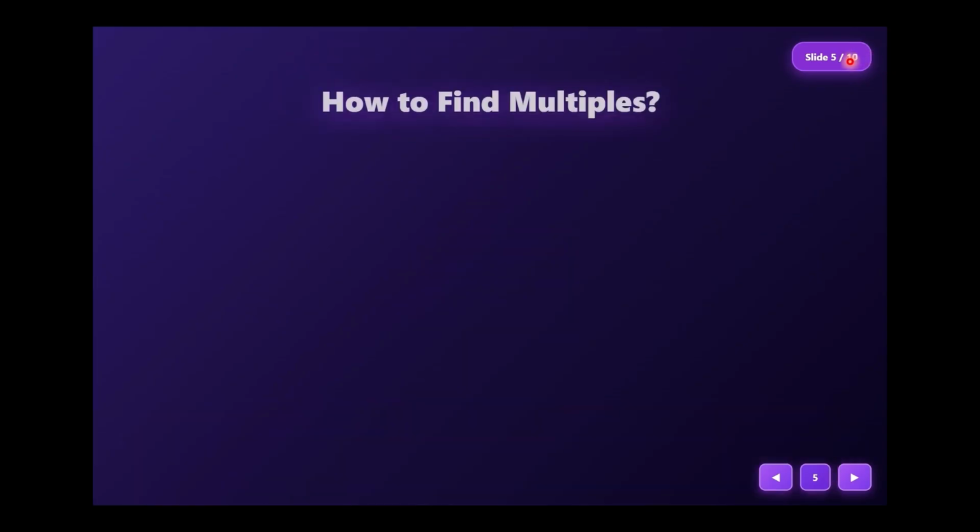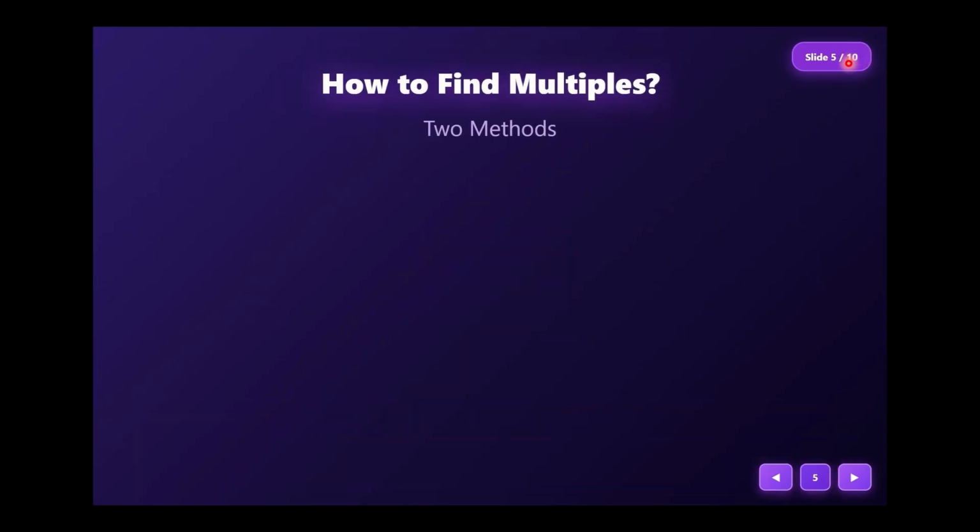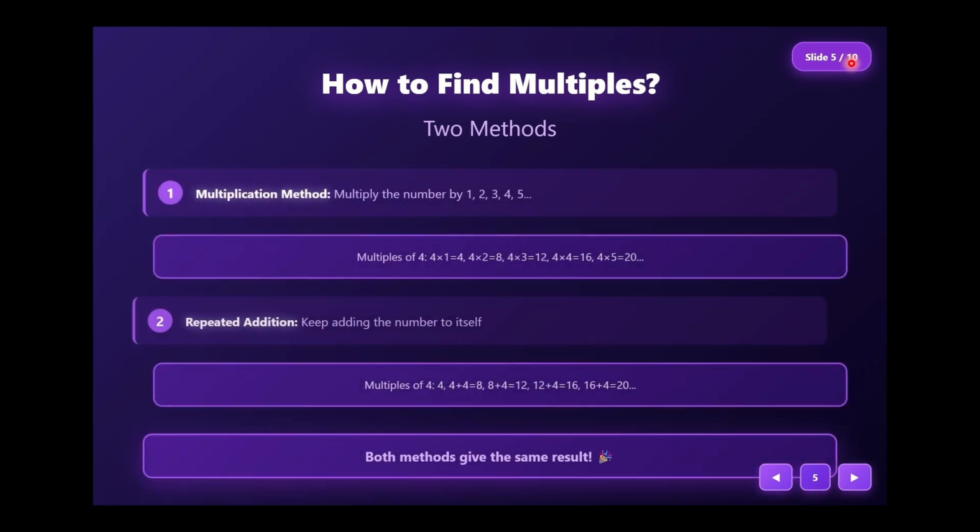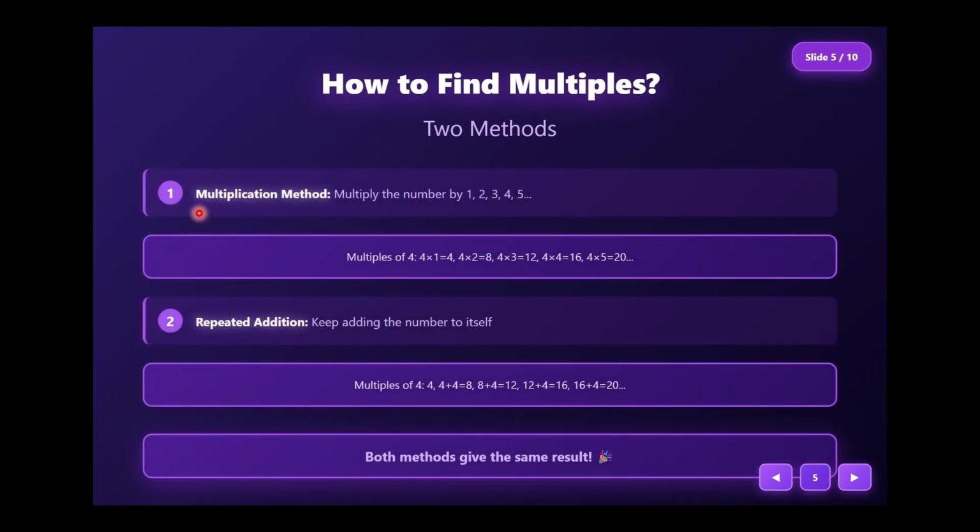Now here is where it gets really interesting. There are 2 ways to find multiples. Number 1, it is multiplication. The first method is straightforward multiplication. For multiples of 4, 4 times 1, it's 4. 4 times 2, it's 8. 4 times 3, it's 12. 4 times 4, it's 16. And it goes on.